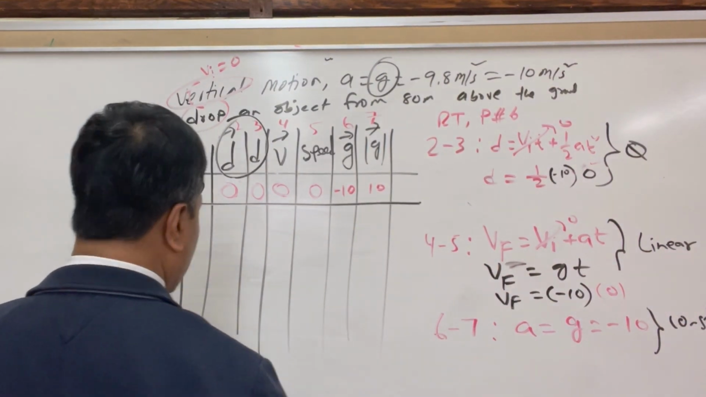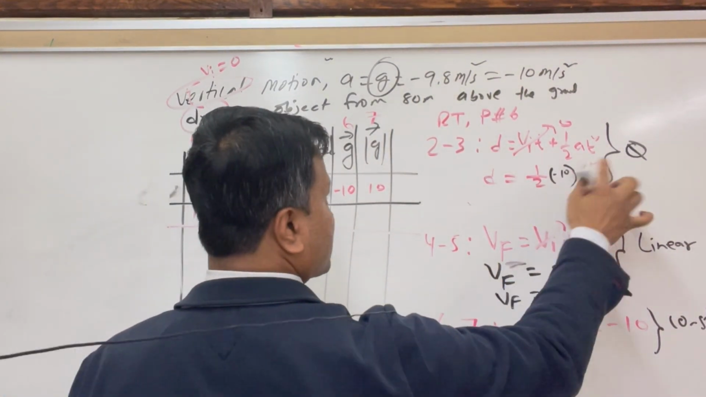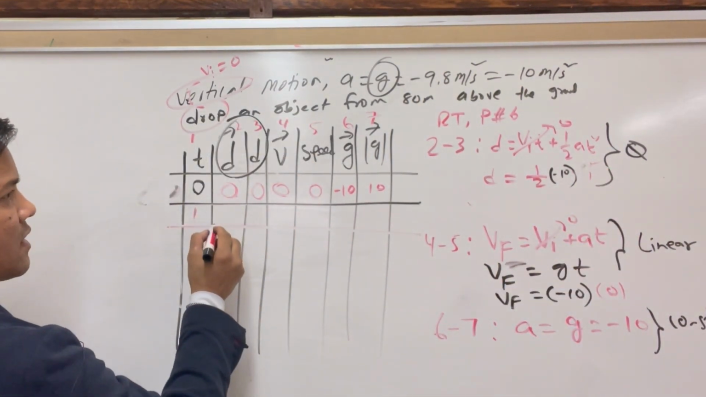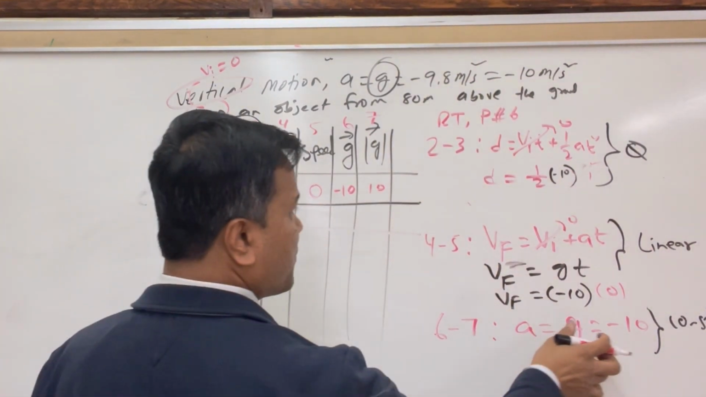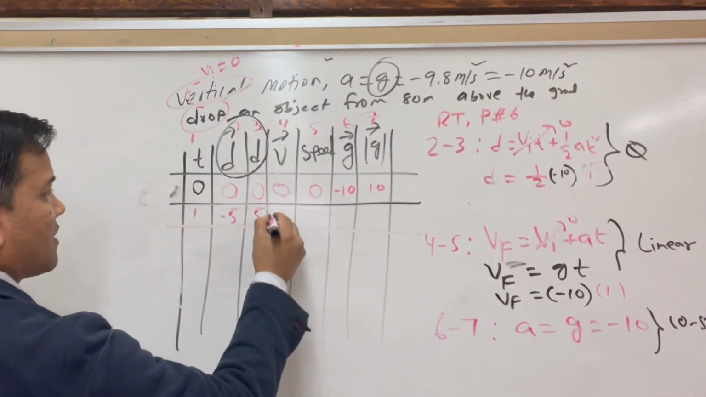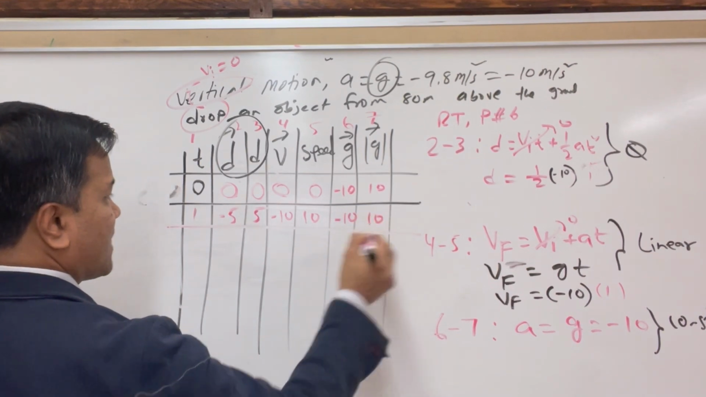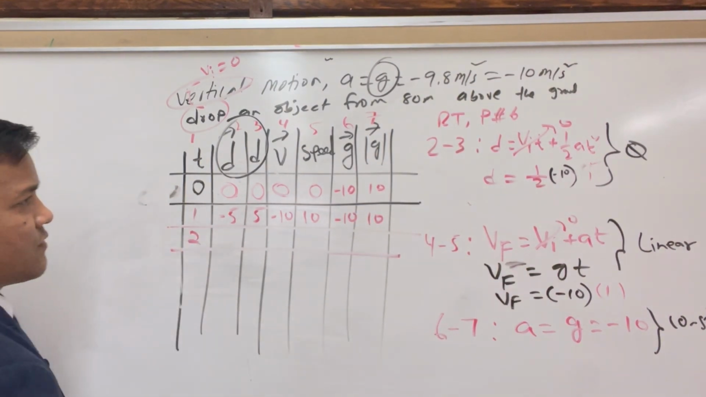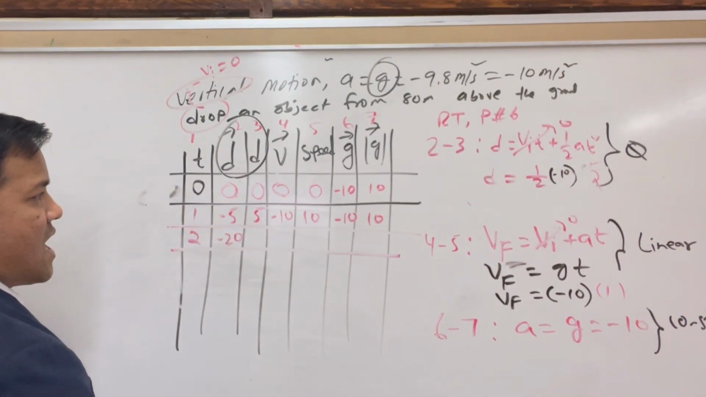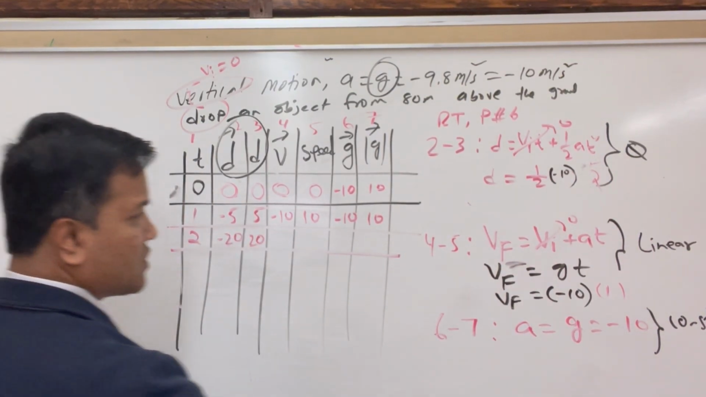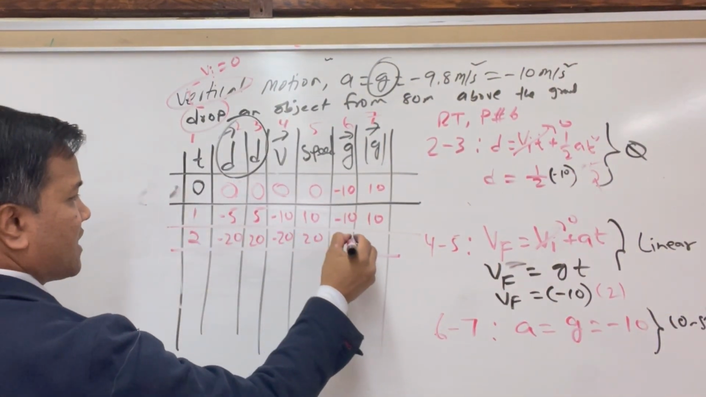All right. So now we're going to do the next one, which is 1 second. If you put 1 over here, what do you get? You get -5. Absolute value of -5 is +5. Velocity, if you put 1 over here, what do you get? -10, and absolute value of -10 is 10. And acceleration due to gravity is the same all the time. Now 2 seconds. If you put 2 over here, what do you get? You get -20, and then just 20. For velocity, if you put 2 over here, you get -20, so 20, -10 and 10.